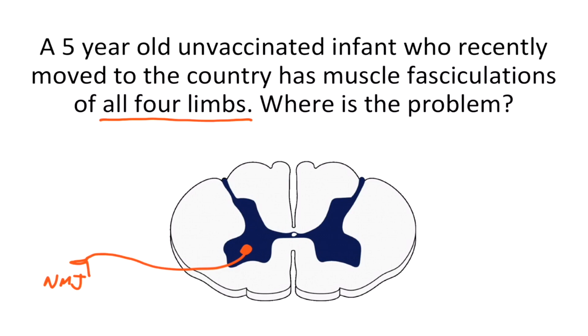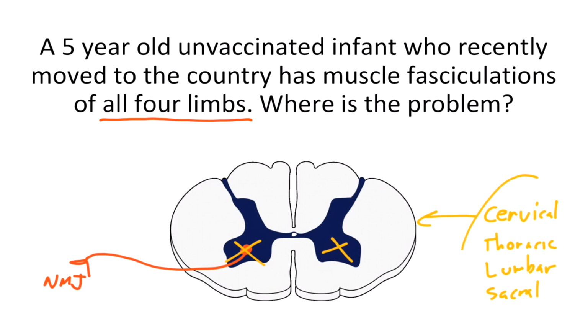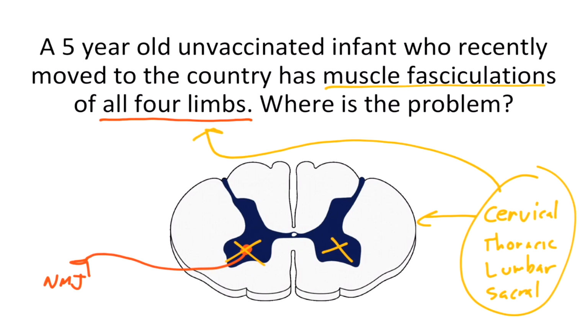Since this patient is unvaccinated and from out of the country, poliomyelitis is a possibility. Poliomyelitis actually causes damage to the anterior horn cells. So poliomyelitis would explain the lower motor neuron signs in all 4 extremities, because we'd expect this to happen in more than just the cervical spinal cord: in the cervical, thoracic, lumbar, and sacral levels. Poliomyelitis can affect all of these, which explains why the patient has damage to all 4 limbs and has these muscle fasciculations. However, in real-life situations, poliomyelitis is typically asymmetric.